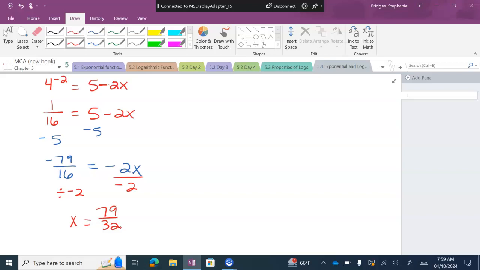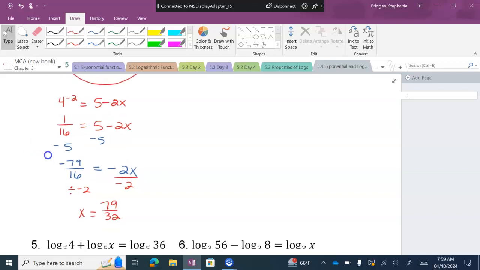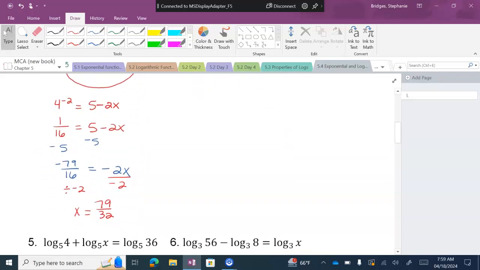All right, now here's the thing. We have to check to see if this is a valid answer. So I need to go back to my argument, which was what, 5 minus 2x? But what I want to do is replace that x with 79/32. I need to see if that is a positive number or a negative number.